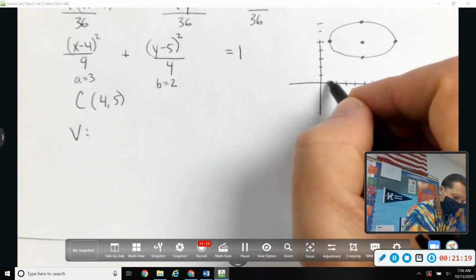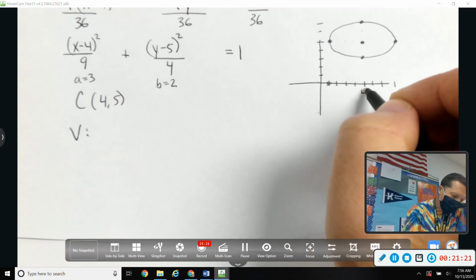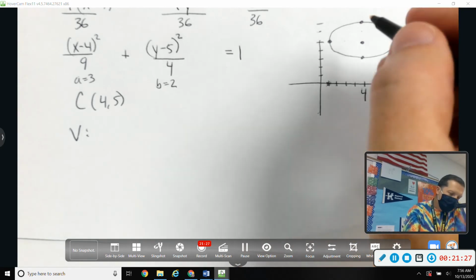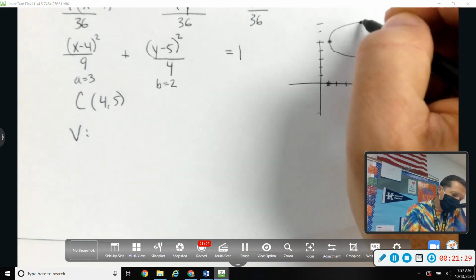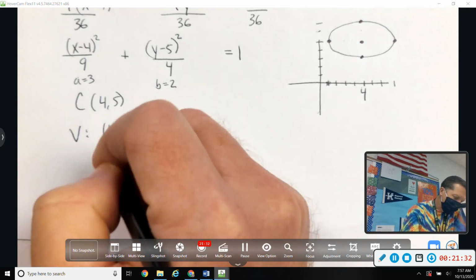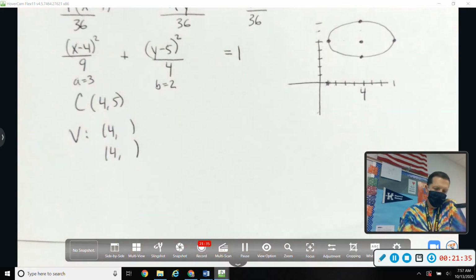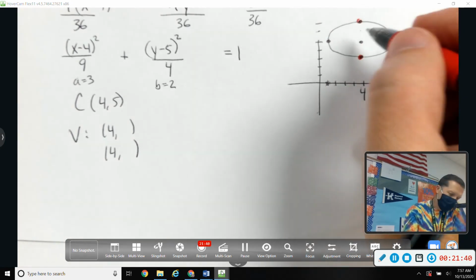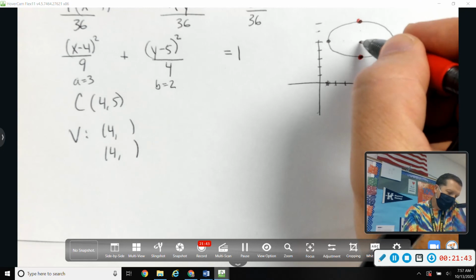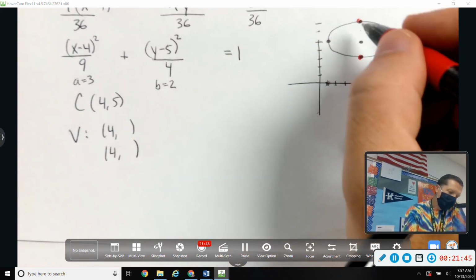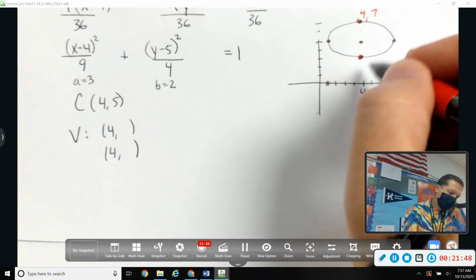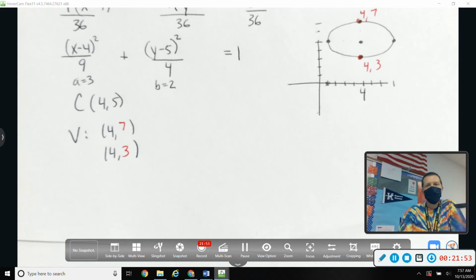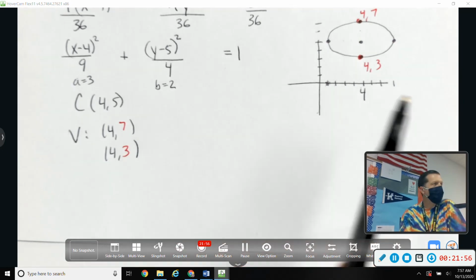Did I go over 5 and up 5? We're just going to have to cancel one of those. I'm supposed to go over 4. So these two vertices are over 4 and up something. That would be these two. Over 4. The center was up 5, and then we went up and down 2. So this one was at (4, 7), and this one was at (4, 3). I think it's easiest to do the graph first and then grab your vertices from the graph.